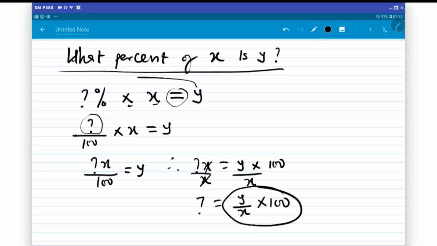So that's why you have it as Y over X times 100. But you can interpret it directly, what percent of X is Y, and you still get the same answer. That is how we interpret that kind of statement mathematically.